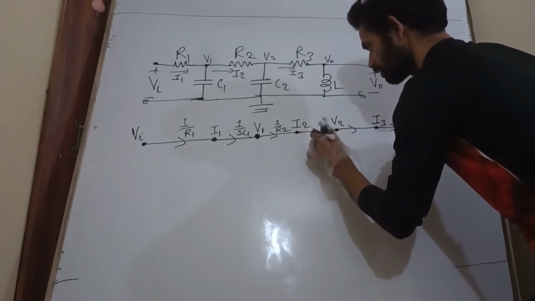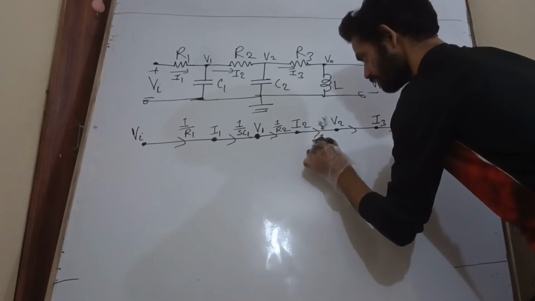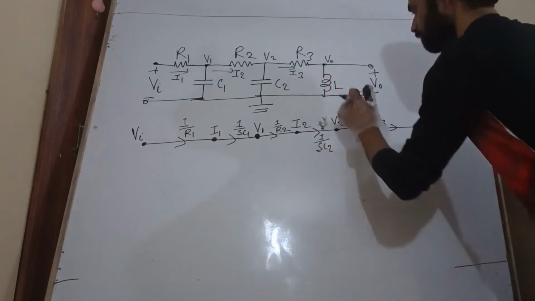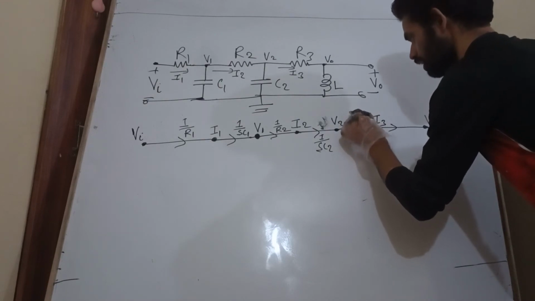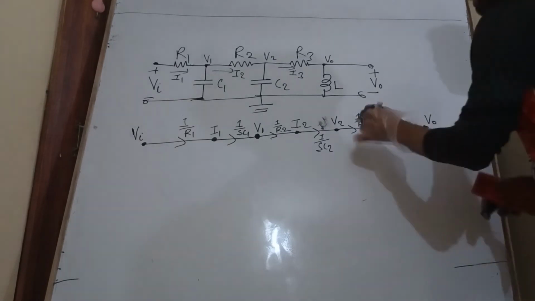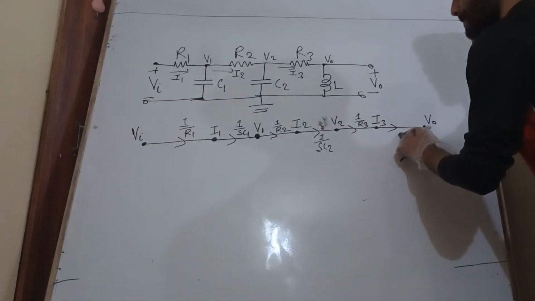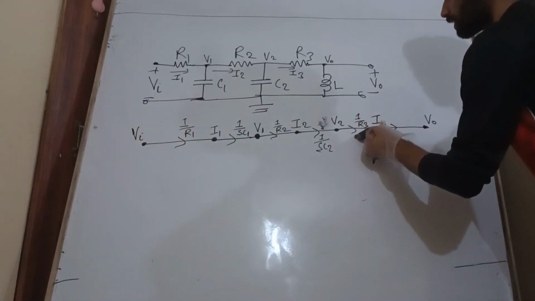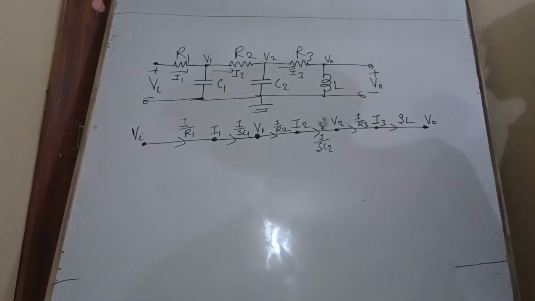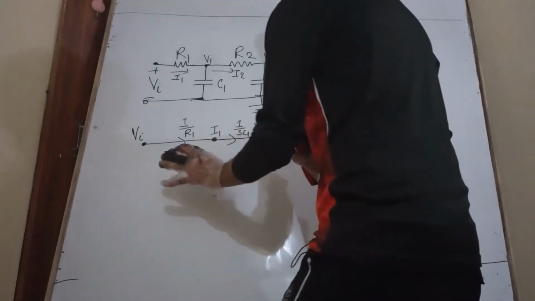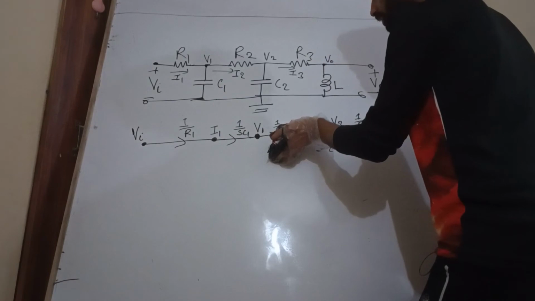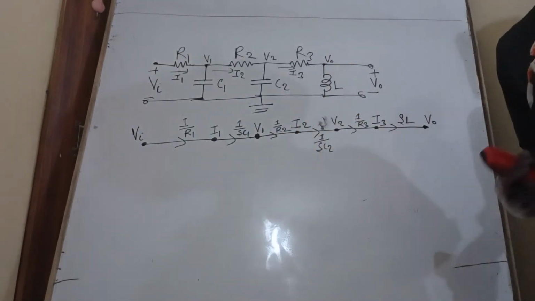So just write down 1 by SC2. Now admittance is 1 by R3. Then the impedance is what? Inductor, SL. Okay, what have we done? Nothing, we have just written the admittance and impedance alternately. That's it.